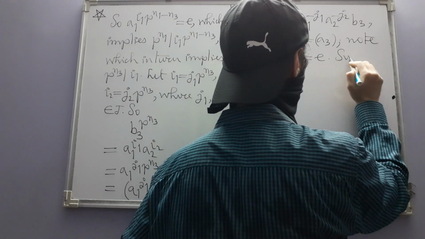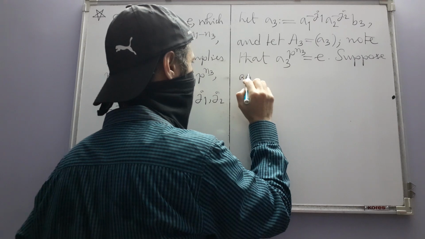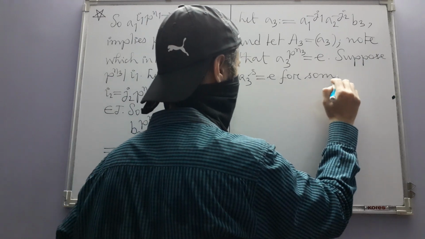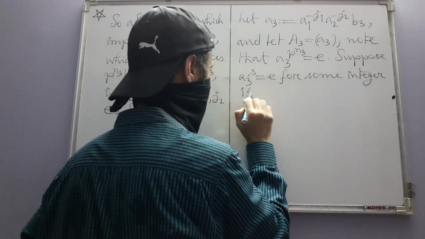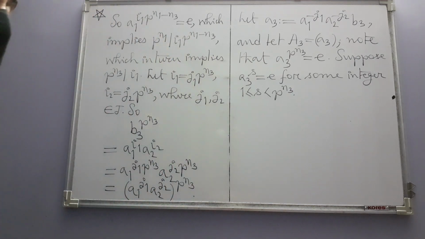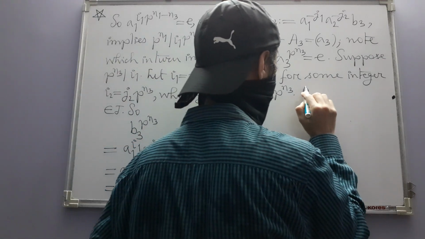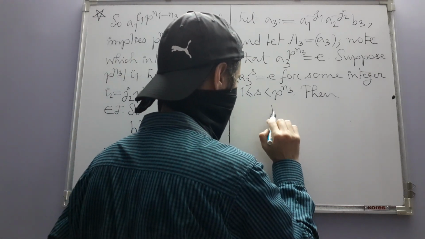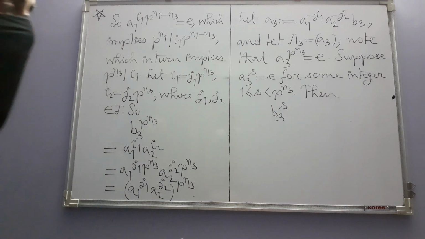Suppose a3 to the power s is equal to e for some integer s, a positive integer less than p to the power n3. What will go wrong then? Again, a sequence of steps. Let us see the s power of b3.